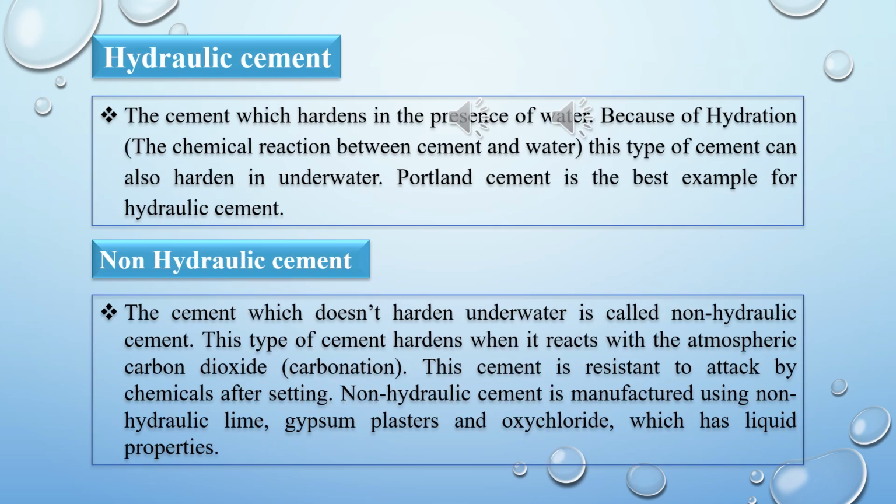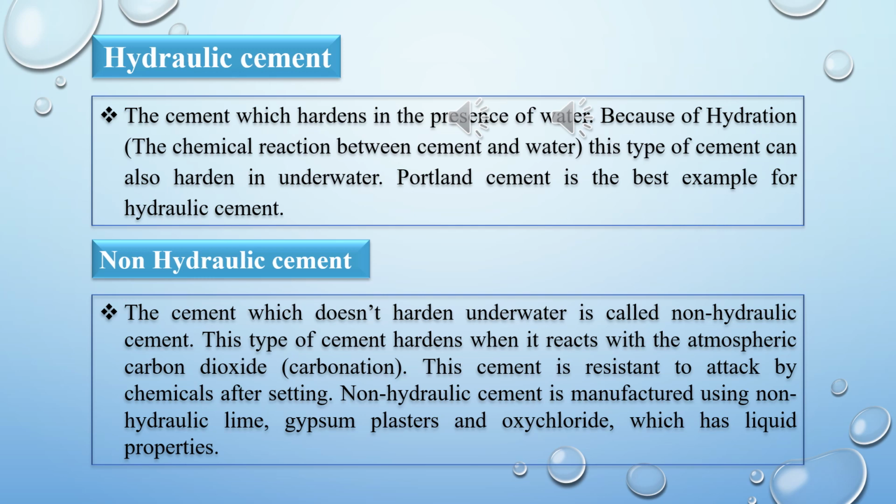Now, first of all, hydraulic cement. The cement which is hardened in the presence of water because of hydration, the chemical reaction between the cement and water. This type of cement can also harden underwater. Portland cement is the best example for the hydraulic cement.